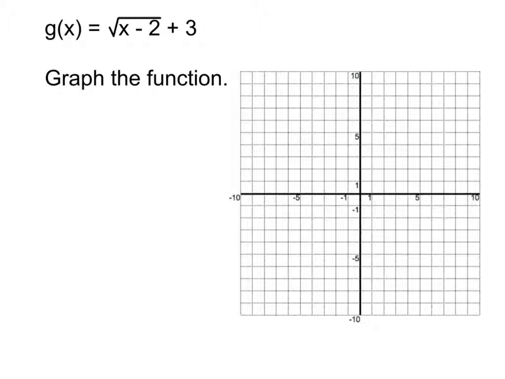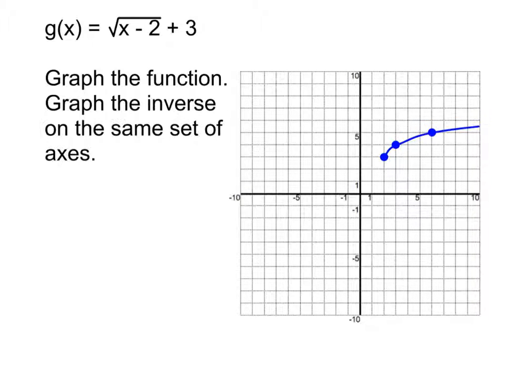So the first thing we're taking a look at is what would the graph of this function look like? So it's a square root function. I can see that it looks like it's been moved right 2 and up 3. So I put my first point there, and then I make my normal square root graph from there.